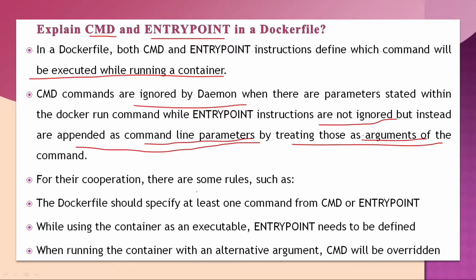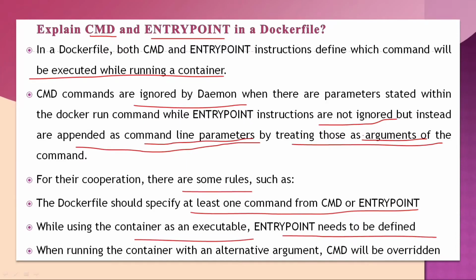For their cooperation, there are some rules. The Dockerfile should specify at least one command from CMD or ENTRYPOINT. While using the container as an executable, ENTRYPOINT needs to be defined. While running the container with an alternative argument, CMD will be overridden. Suppose you have specified both CMD and ENTRYPOINT, then CMD will be overridden because the highest priority is given to ENTRYPOINT commands.